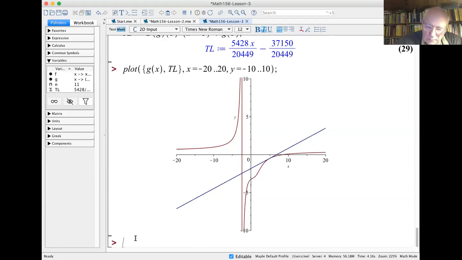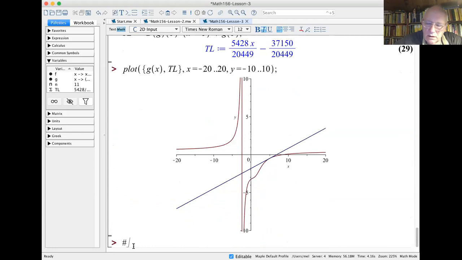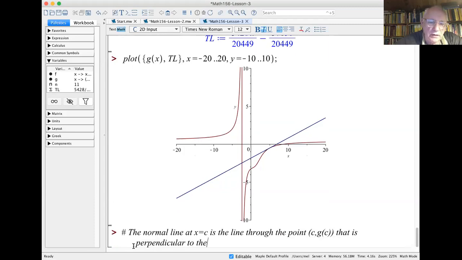Now, there's a second line that's very important in calculus. It's called the normal line. The normal line at x equals c is the line through the point (c, g of c), that is the point on the curve, that is perpendicular to the tangent line.